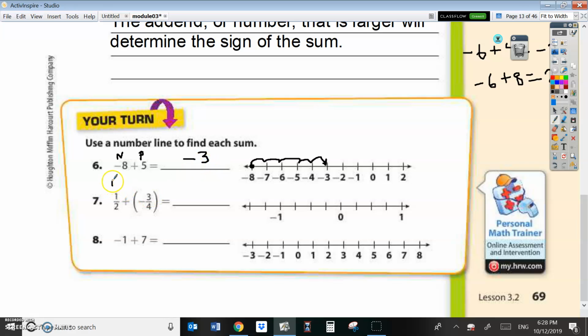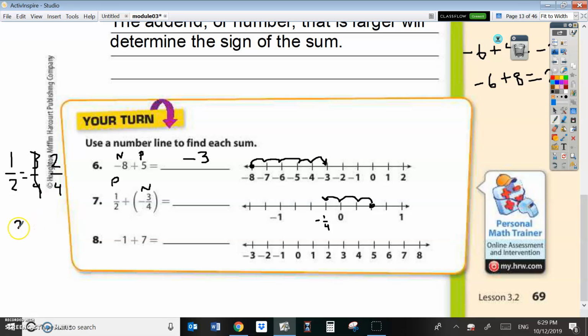I'm starting positive, I'm going negative. So here I'm at positive 1/2 is right here, and I'm going 3/4, so go 1, 2, 3/4 negative, so it should be negative 1/4. Now let's do common denominators and make sure that that's correct. So 1/2 is the same as 2/4.